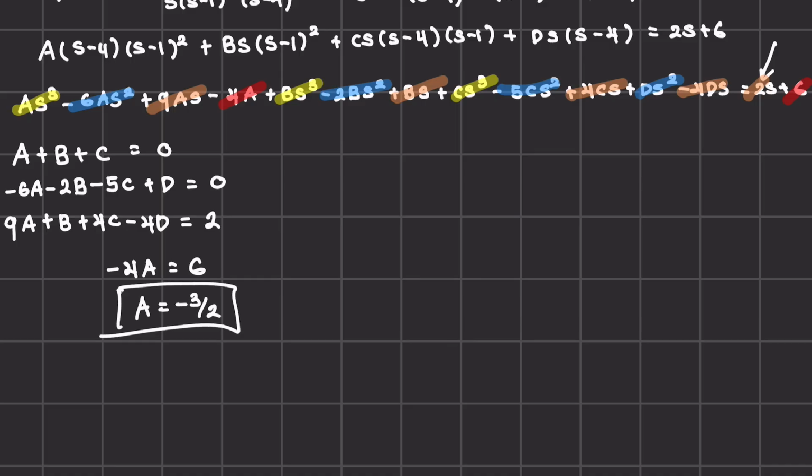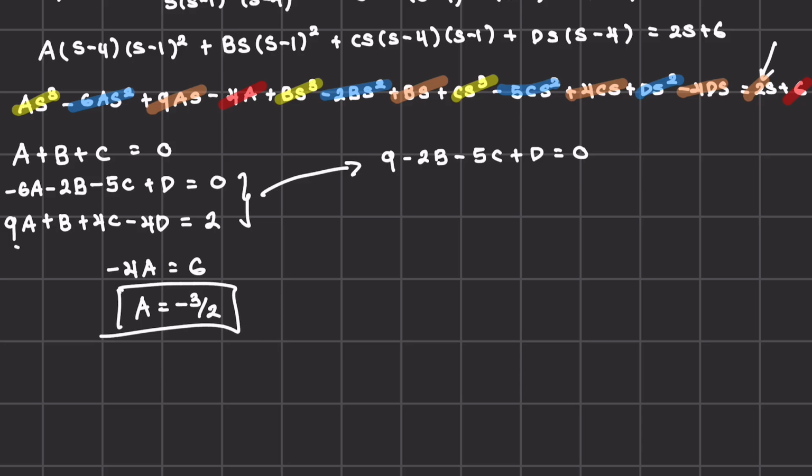Now our next step is, since we have a, our equation is going to be much easier. Because we can put in our a's here, let's use both of these equations, okay? So we have a equals -3/2. Plugging into the first equation, we have -6 times -3/2. That cancels a negative, okay? That gives us 3, so that's going to be 9, okay? So we have 9 here, minus 2b, minus 5c, plus d equals 0.